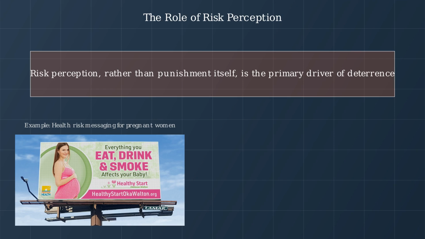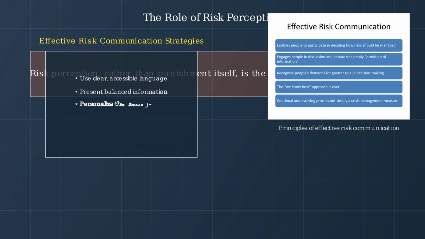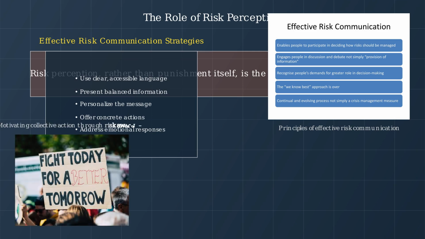For example, this billboard emphasizes how a pregnant woman's choices directly affect her baby. Effective risk communication goes beyond simply providing information. It involves engaging the public in meaningful discussion and recognizing their role in decision-making. To effectively communicate risks, public health campaigns should use clear language, present balanced information, personalize messages, offer concrete actions, and address emotional responses. When risk perception is effectively shaped, it can motivate both individual behavior change and collective action, as demonstrated by social movements responding to public health threats.